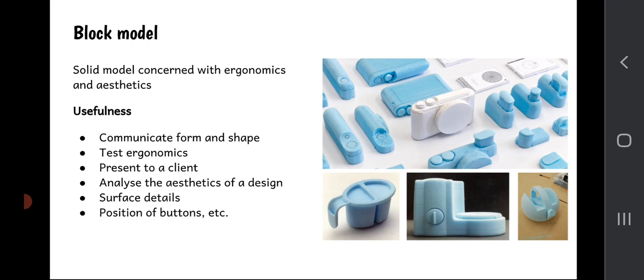It has nothing inside, nothing works or anything like that. And it's all about communicating form and shape, testing ergonomics. For example, you may choose to do a block model of a grip or a handle to make sure that it's comfortable to hold. We can present these models to clients. Clients understand them. We can use them to judge aesthetics, work out surface details, and other ergonomic factors such as the position of buttons, the size of dials, and things like that.